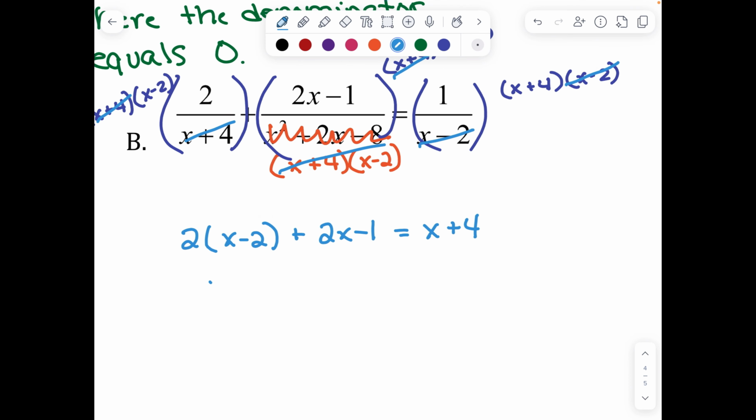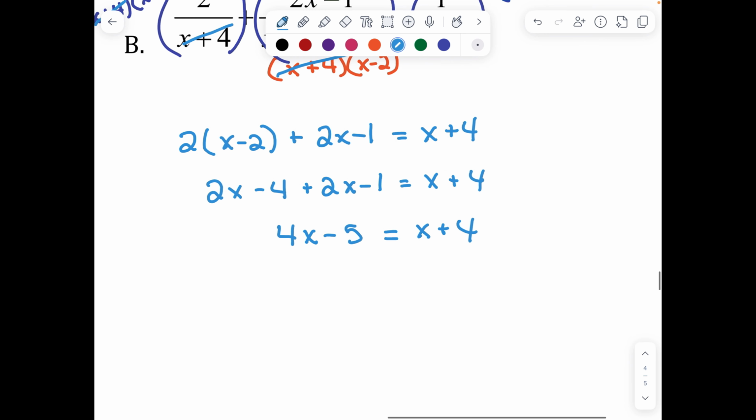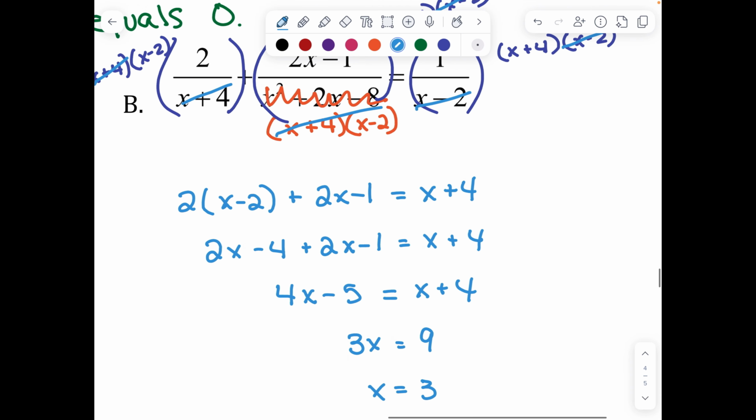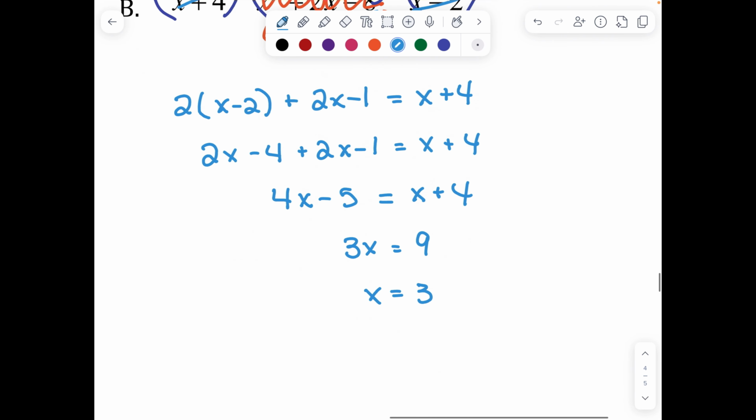So I'm going to go ahead and multiply these out. So I have 2x minus 4 plus 2x minus 1 equals x plus 4. Simplify down, 4x minus 5 equals x plus 4. We end up getting 3x equals 9. We divide by 3, so x equals 3. Again, we need to make sure that's not an extraneous solution. And when we look, 3 will not give us 0 in the denominator, so x equals 3 is our answer.